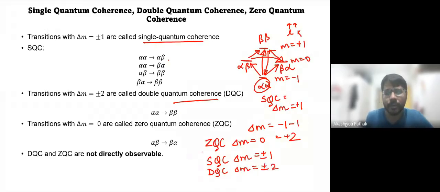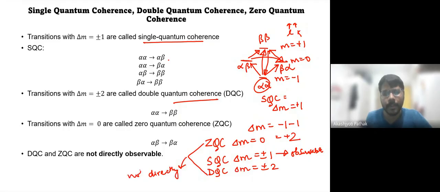The important point is that the single quantum coherences are observable, while the zero quantum coherences and double quantum coherences are not directly observable. So if you want the information present in the zero quantum and double quantum coherences, you have to convert it into single quantum coherences, and then the information can be decoded.